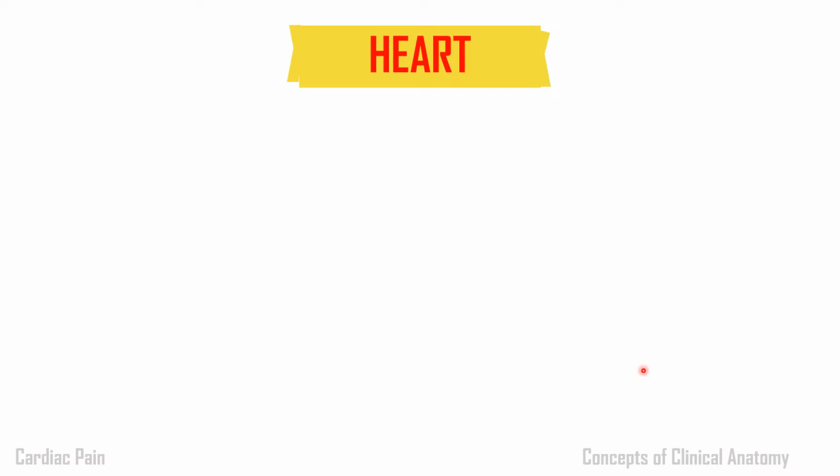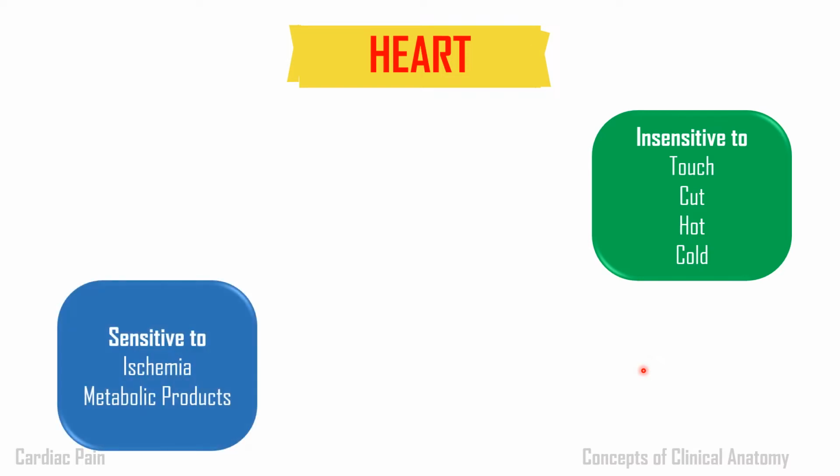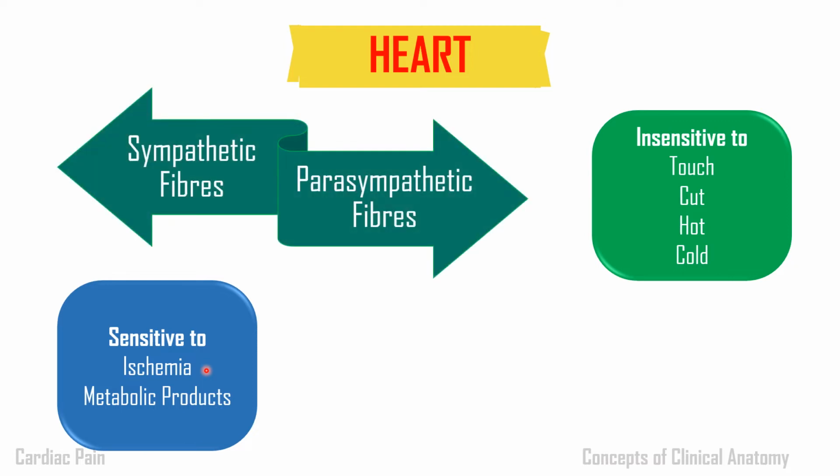The heart is a structure which is usually insensitive to touch, even a cut injury or hot or cold, because it is supplied by the autonomic nervous system. But the heart is more sensitive to injury like ischemia or metabolic product accumulation due to any ischemic causes. As I already said, this sensitivity and insensitivity is mainly due to the sympathetic and parasympathetic fibers which are supplying the heart.